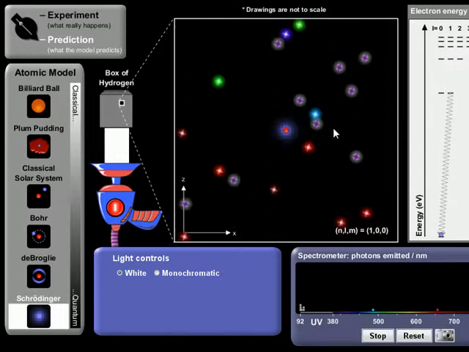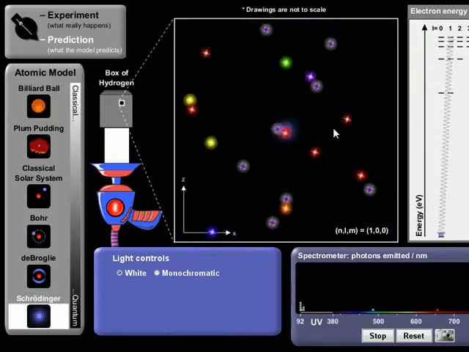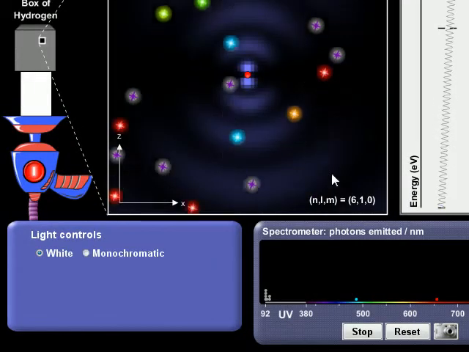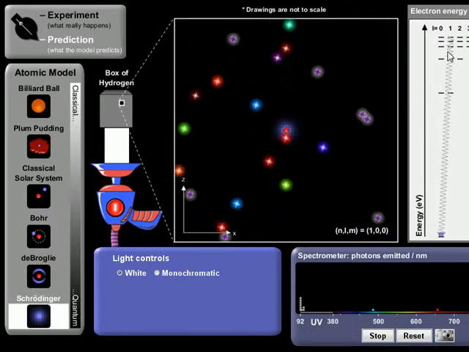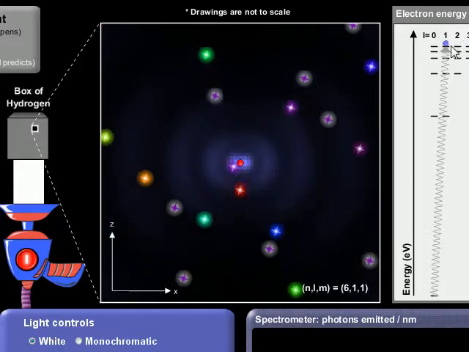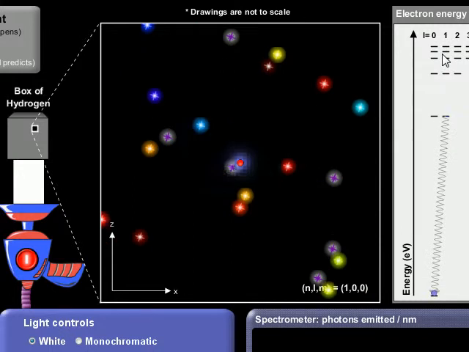Now, not only do you have different energy levels for different orbitals, but you've got different angular momentums, which are all quantized. And you can see the light going out up here.